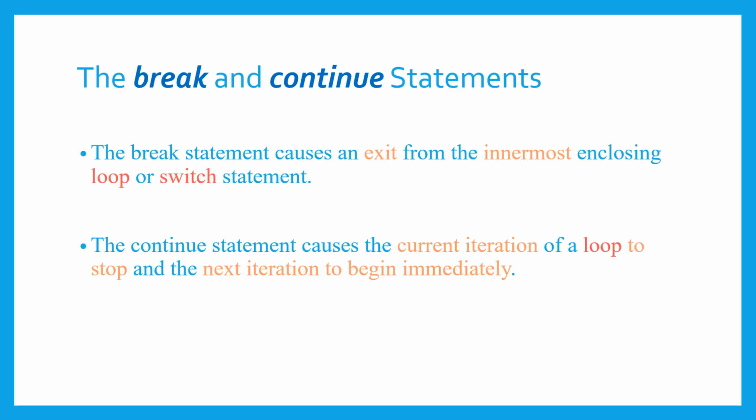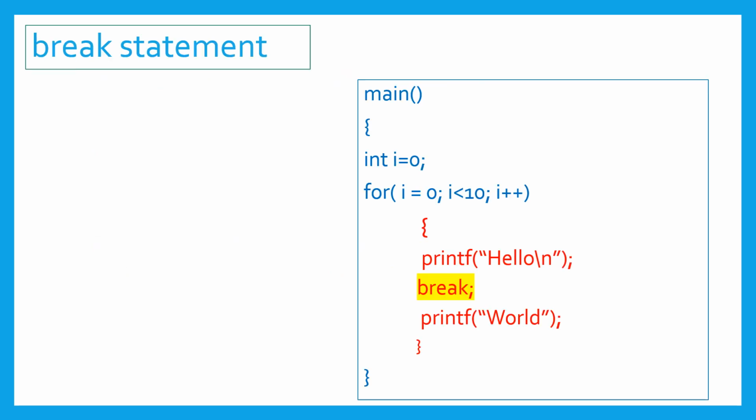Next one is the break and continue statement. Now the break statement will cause the control to exit from the loop, and the continue statement will force the loop to skip the statements below the continue statement and continue from the beginning of the loop once again. Let us illustrate with the help of an example.